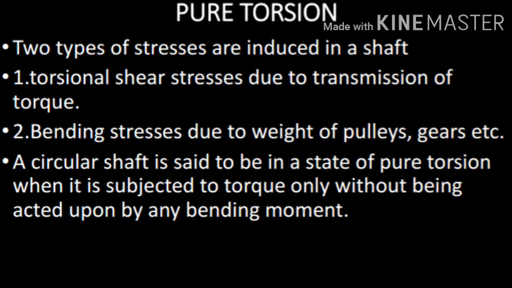Now we will discuss pure torsion. See, whenever a shaft is loaded, it is subjected to two types of stresses. First one is torsional shear stresses due to the transmission of torque, and another one is bending stresses due to the weight of pulleys, gears, etc. Now, the condition of the shaft in which the stresses are only shear stresses, that is, no bending stresses are there, is said to be pure torsion.